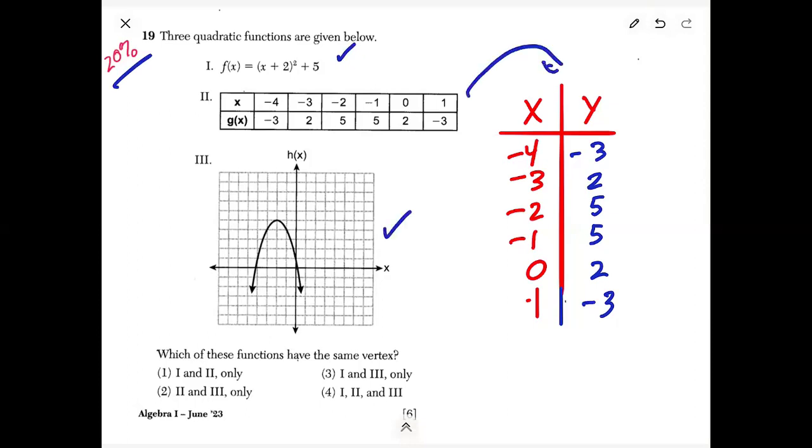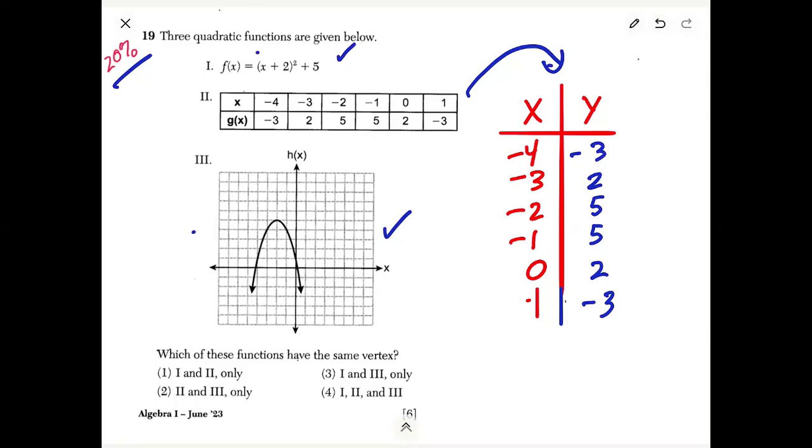So I took the table and I just put it into a vertical table because that's what you're normally used to seeing. So what I'm going to do is I'm going to find the vertex for this, I'm going to find the vertex for this. And then I'm going to take the table, use the spreadsheet, come up with the equation, and then graph that function.